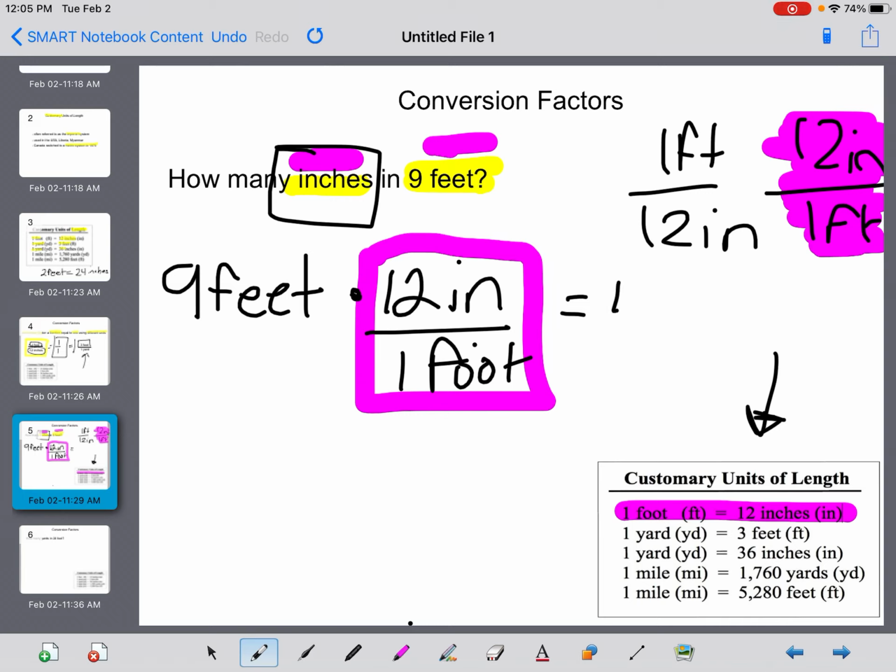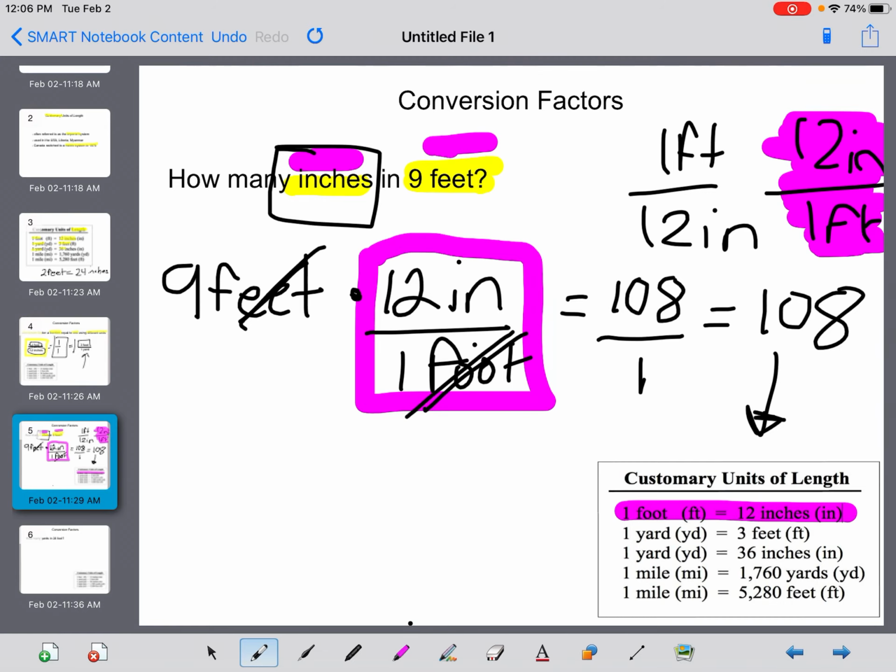Now, what you're going to do is you're going to multiply the top and then divide by the bottom. So I go, well, what's 9 times 12? 9 times 12 is 108. Then I'm going to do 108 divided by 1. Well, that's easy enough. I end up with 108. But what I want you to notice is what cancels out. If I have feet divided by a foot, those both are referring to the same thing, they cancel out. So what I end up with is 108 what?